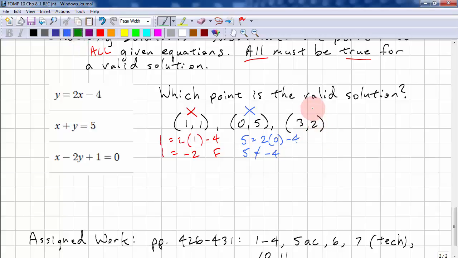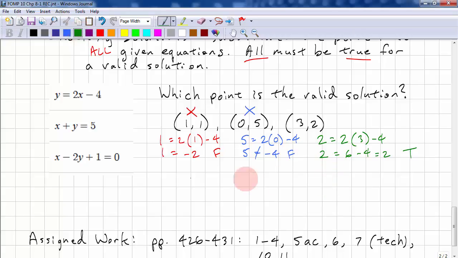Let's look at the last one. The y coordinate is 2. 2 equals 2 times the x coordinate 3 minus 4. We have 2 equals 6 minus 4. That equals 2. So this one's true. And sorry, I didn't put false here.